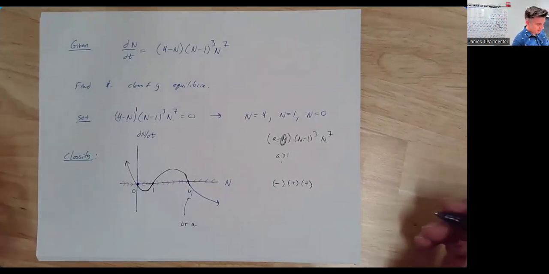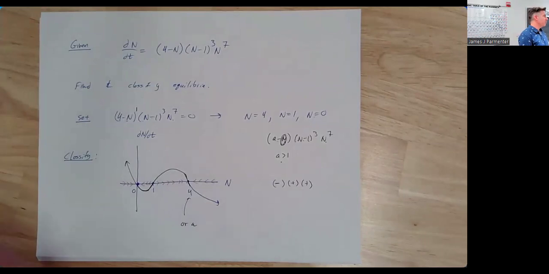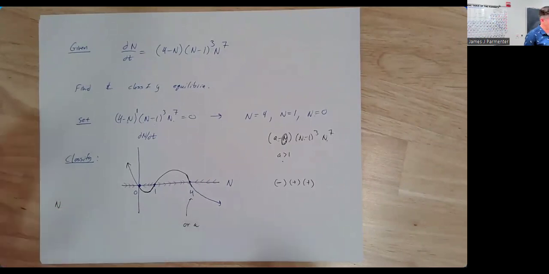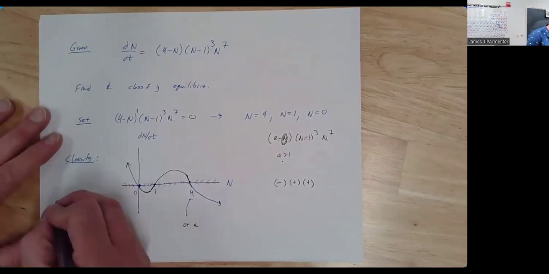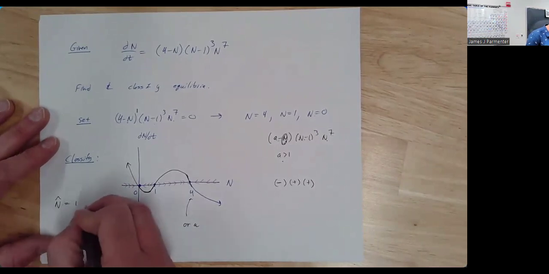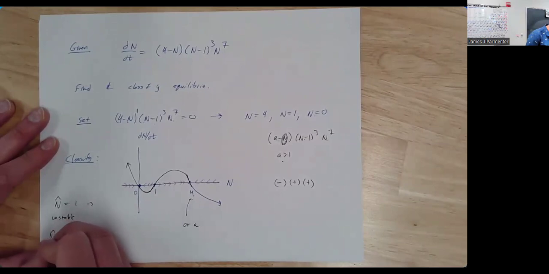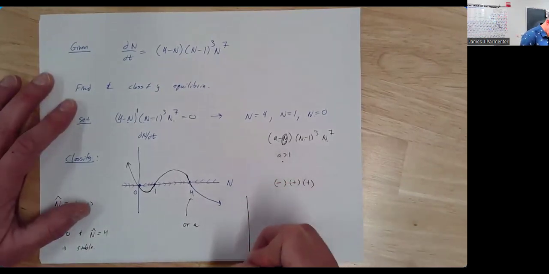So show me on your fingers how many of these are stable. I have to look now. Yep. 2 are stable, and by process of elimination, 1 of them is unstable. Specifically, I would probably write n hat. You don't have to, but n hat equal to 1 is unstable, and n hat equal to 0 and n hat equal to 4 are stable. Okay.